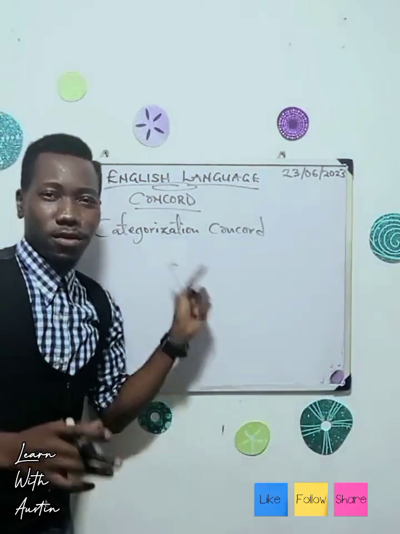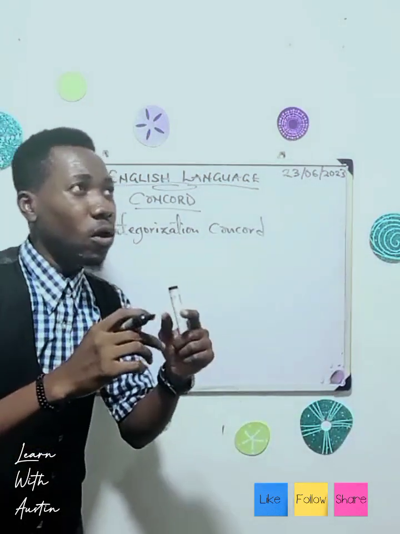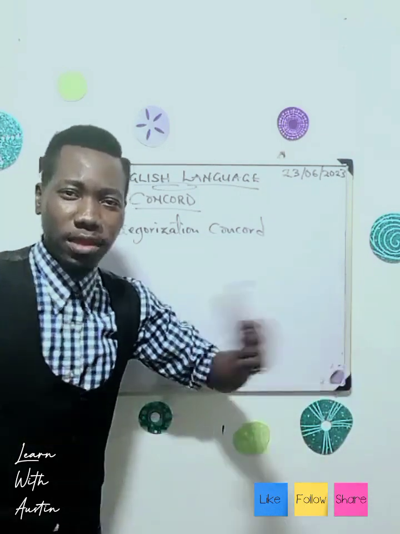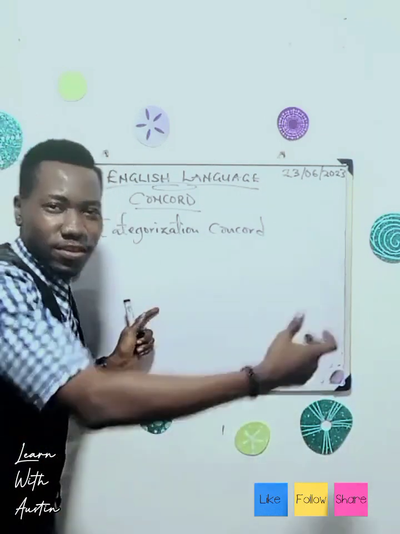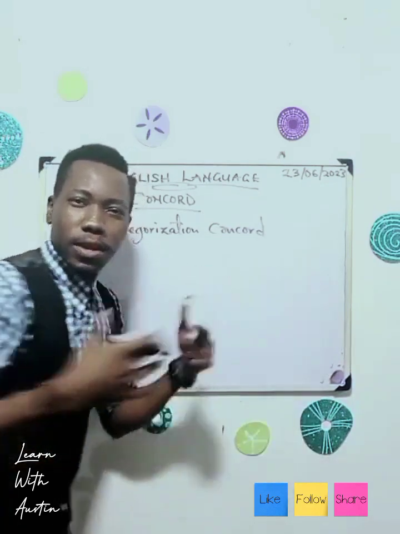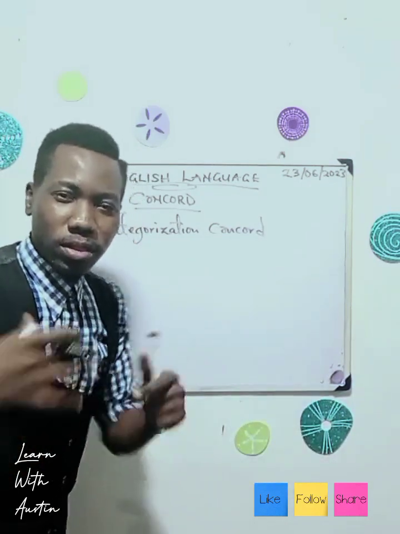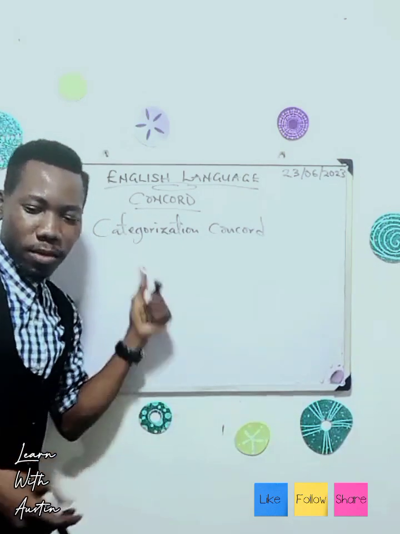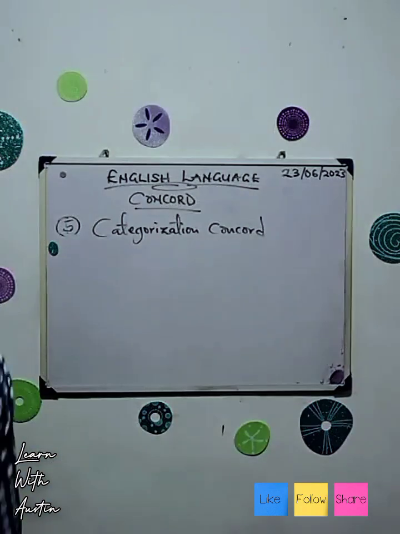So categorization here talks about a word, or talks about classifications of people or things, right? For example, if you say the rich, it's a category of people. The poor, it's a category of people. The youth, category of people. So that's what categorization here talks about. Let me bring an example.